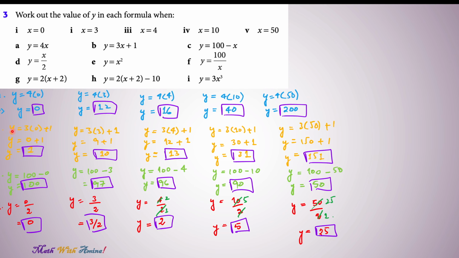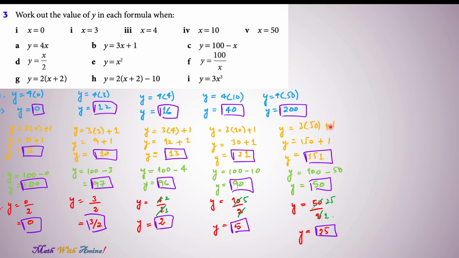In the second part, y is equal to 3x plus 1. So we replace the x with its value. Here, 3 multiplied by 0 plus 1, 3 multiplied by 3 plus 1, 3 multiplied by 4 plus 1, 3 multiplied by 10 plus 1, 3 multiplied by 50 plus 1.